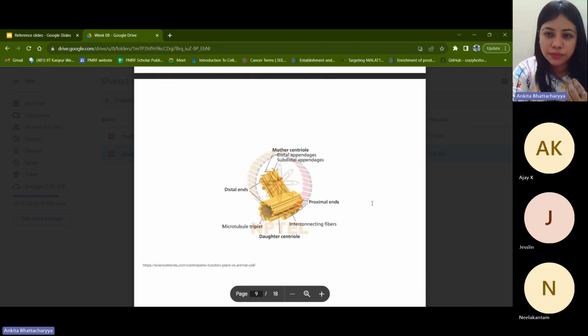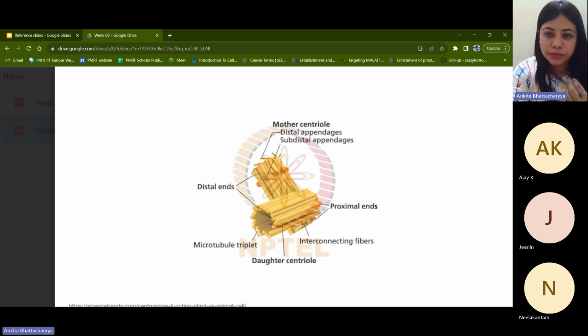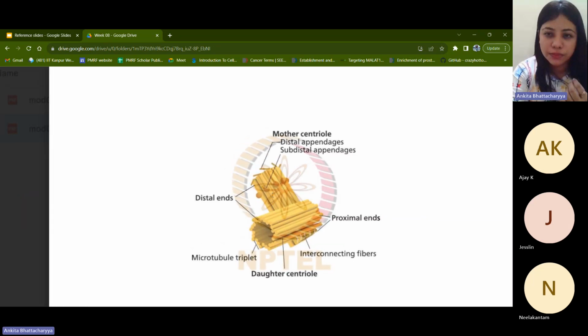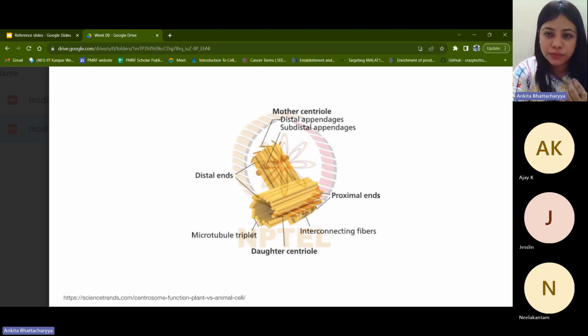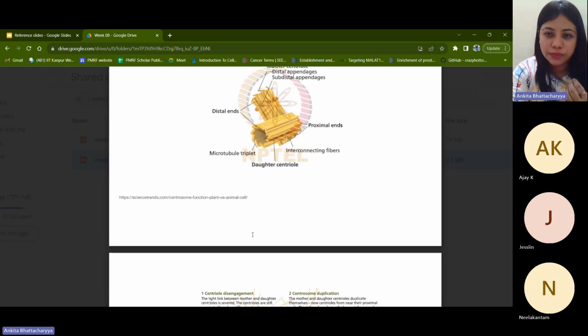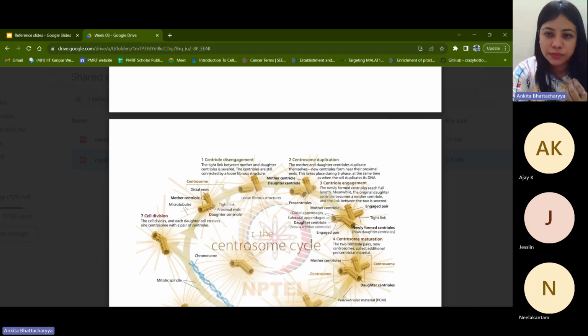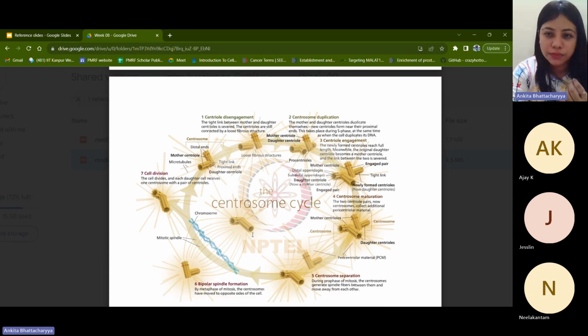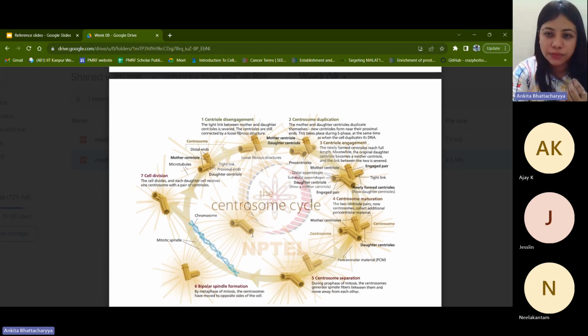And here you can see the centrioles and how they are actually undergoing the process of duplication. You can see there is a mother centriole and there is a daughter centriole. They have proximal and distal ends. They have some interconnecting fibers. This is again a lot of detail, but just for your information for the time being, you can look at it. And how the centrosome also undergoes cycling during the process of cell division has been shown here.